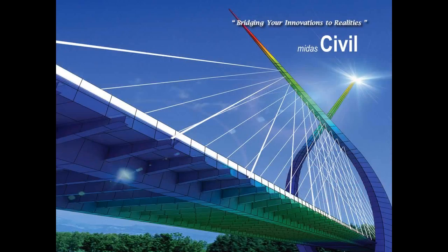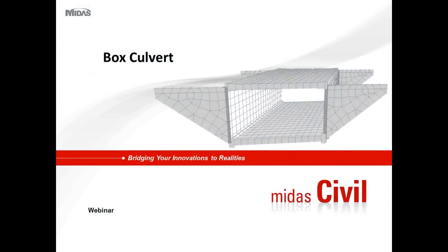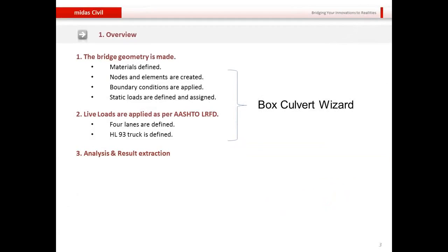We'll be doing the box culvert bridge modeling through Midas Civil, for which we'll be defining the material properties and everything else that includes node and element creation, boundary conditions assignment, static loads definition and assignment, and live loads generation, including 4 lanes as per AASHTO LRFD, and using HL93 the truck vehicle will be done using box culvert wizard of Midas Civil, and then we'll move on to analysis and design.